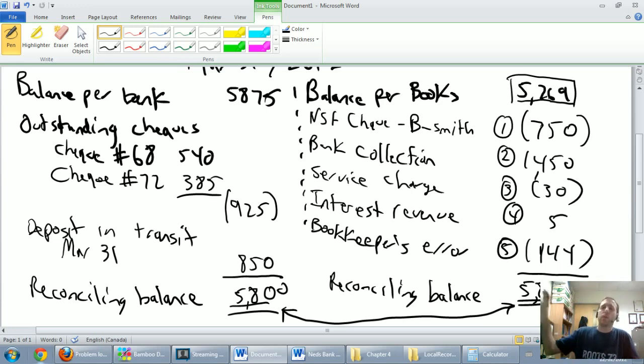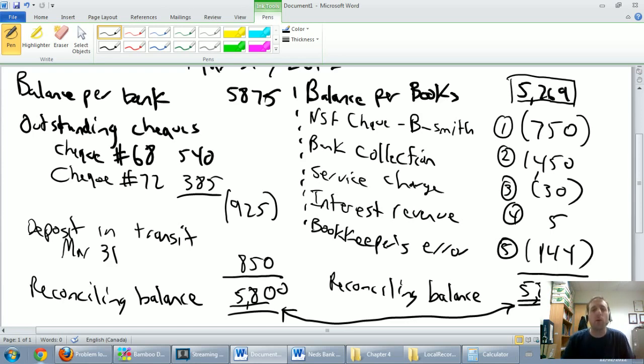Then we said, okay, what about us? Here's our record for cash, and we've listed all the reasons we might be wrong, all the things we might have missed in our cash account. So we looked at our bank statement and said, here's the things that I haven't recorded in my cash T account or in my journal entries.